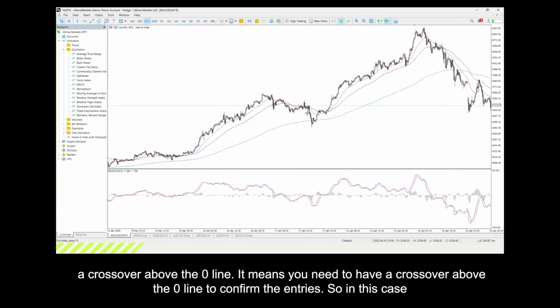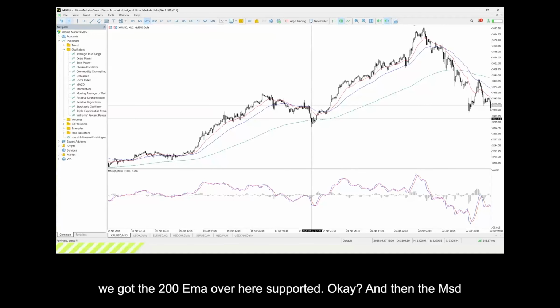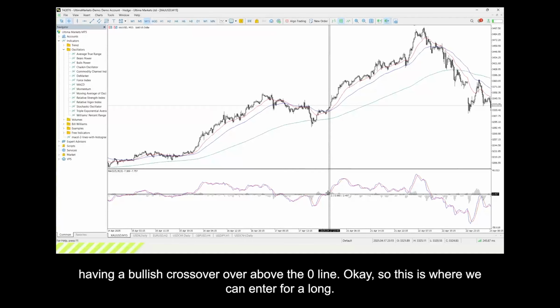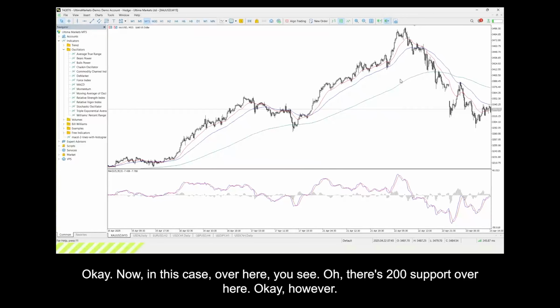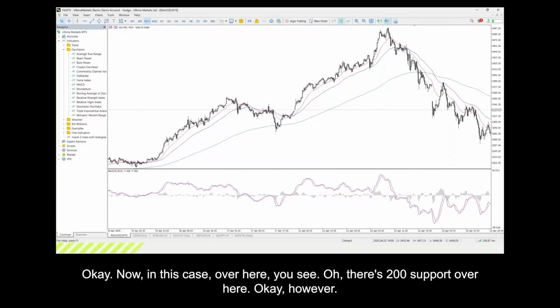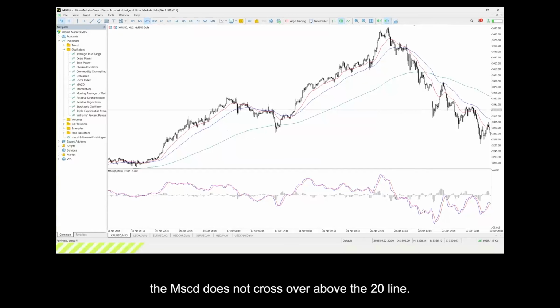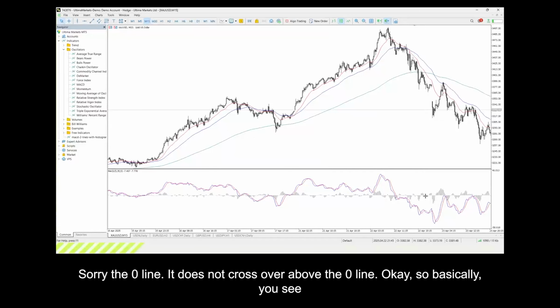So in this case, we have the 200 EMA supported over here, and then the MACD having a bullish crossover above the zero line. So this is where we can enter for a long. Like in this case over here, you see there's 200 EMA support. However, the MACD does not cross over above the zero line.